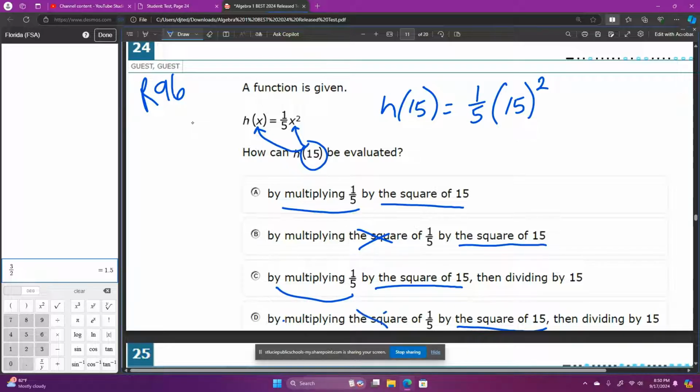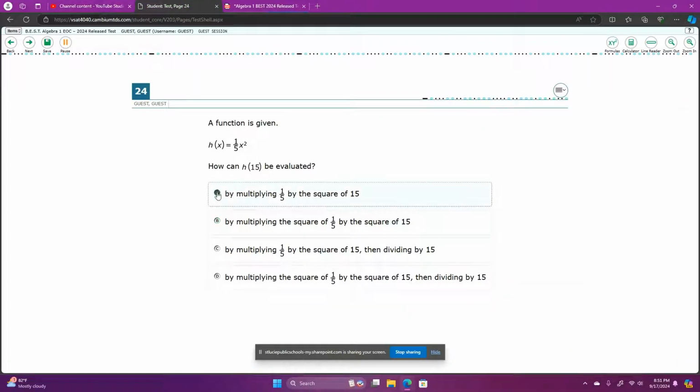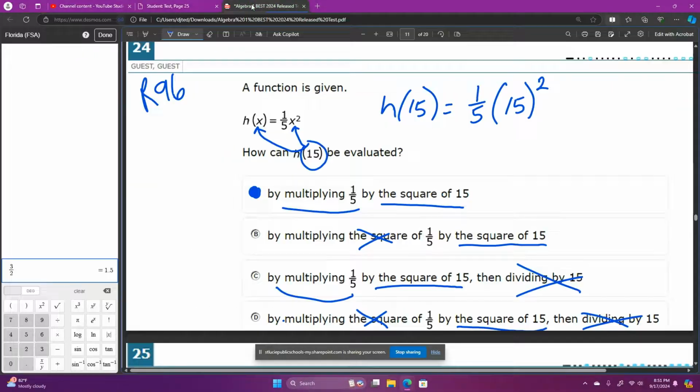Multiply 1/5 by the square of 15. And is there anything that we're dividing by 15? No. So our correct answer here is answer choice A. Let's see here. Number 24, answer choice A.